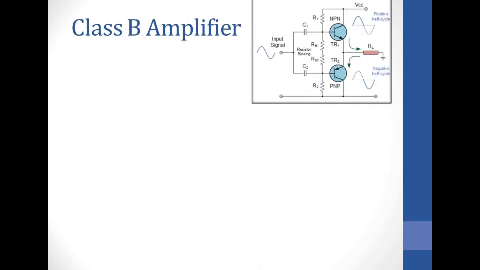Moving on to class B. Class B uses two transistors, transistor 1 and transistor 2, at least two transistors. When it uses two transistors, one transistor will only operate for half the cycle, which is 180 degrees. So from this point to this point, transistor 1 is on, whereas transistor 2 is off, as shown by the dotted line. So for this negative part, transistor 1 is now off, whereas transistor 2 is on.